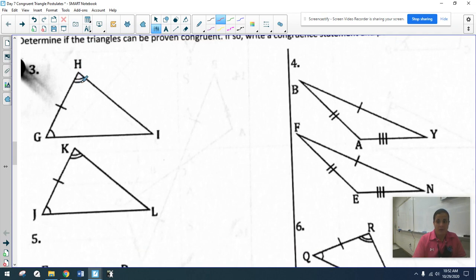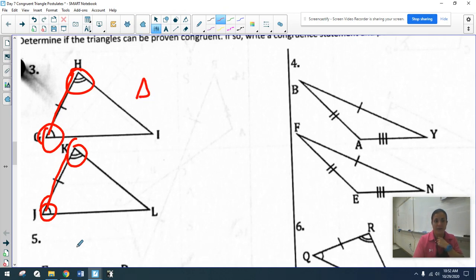So it might be a no. We'll see a no in here. One set of angles, two sets of angles, and a side. So we know it's going to work. So this is ASA. So yes, it works. And if it's a yes, the directions tell me write a congruent statement. So I'll be doing GHI.